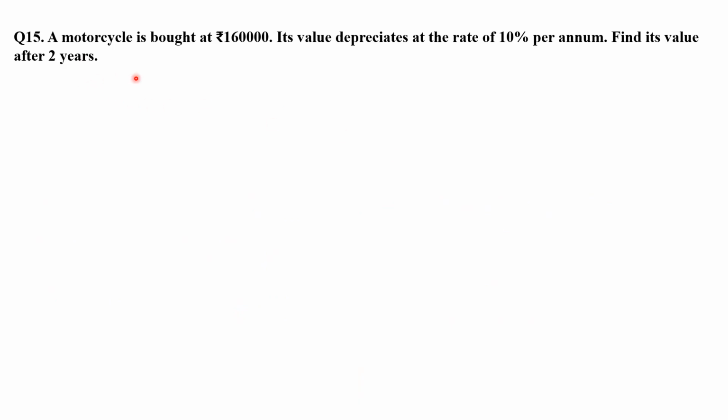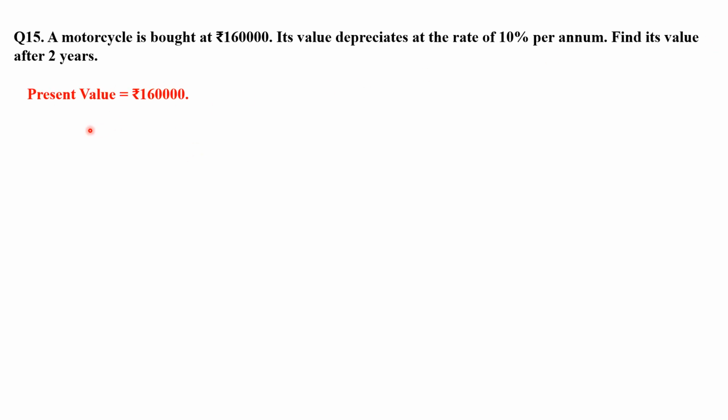Question number 15. A motorcycle is bought at 1,60,000. Its value depreciates at the rate of 10% per annum. Find its value after 2 years. So now this question is also based on the application of compound interest formulas. Here it is given the original cost was 1,60,000, but it depreciates at the rate of 10% per annum. Depreciate means the value of that motorcycle is decreasing, isn't it? So the amount will also decrease. You have to find what will be its value after 2 years.